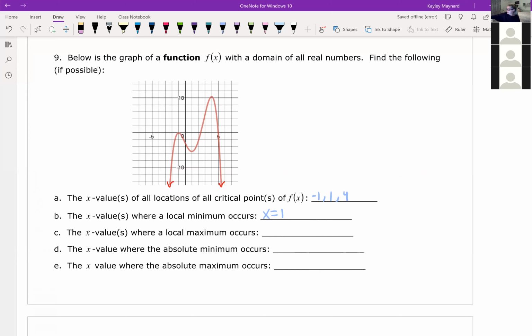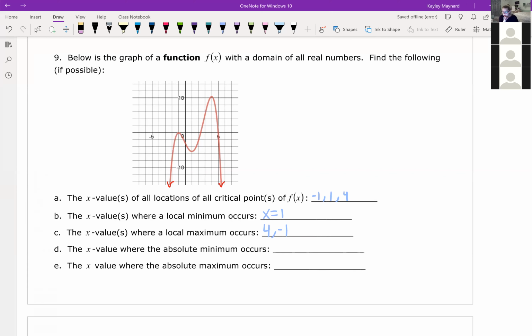All right, anyone want to take a shot at C, the local maximum? 4. 4, yeah, good. 4 is one of them, and also -1 is one of them. And that's because if you take a little neighborhood around -1, this is the maximum there. Same reason why 4 is one.